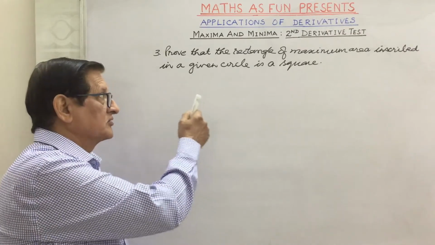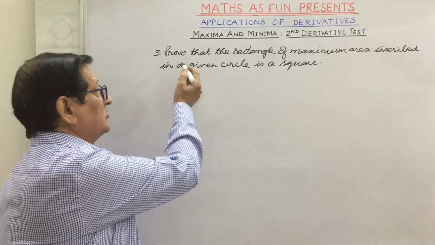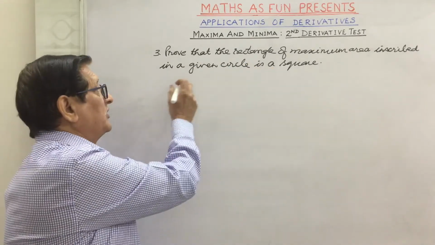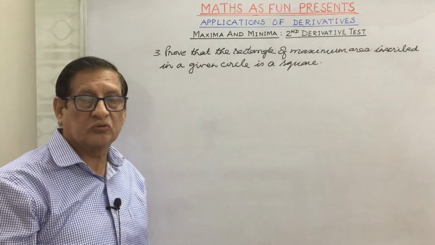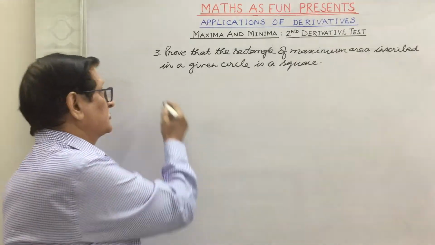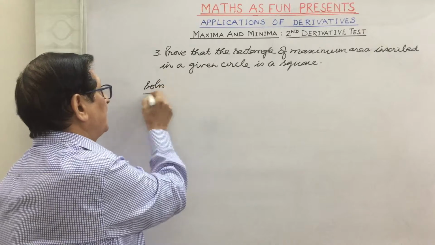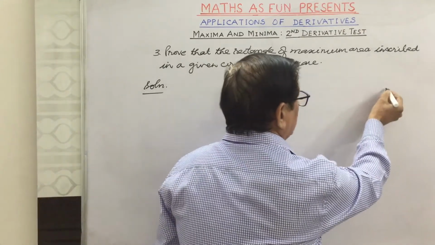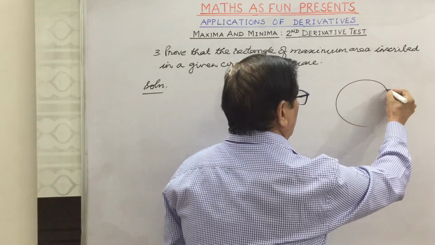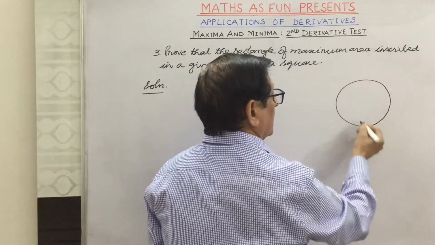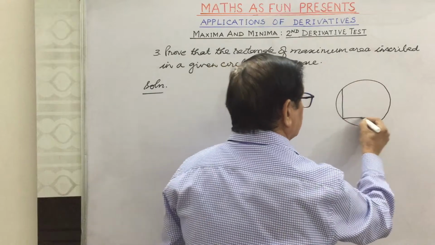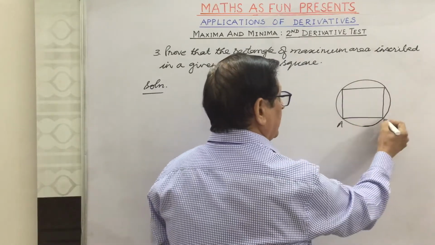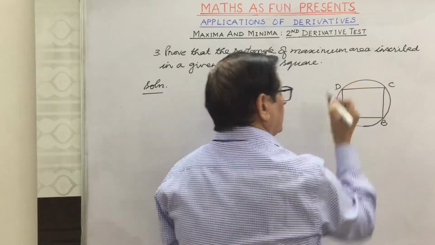And the problem is, prove that the rectangle of maximum area inscribed in a given circle is a square. To find the solution of such a problem, the first thing is we have to draw a diagram. Let us draw a diagram here. Suppose this is a circle and a rectangle in it is ABCD.